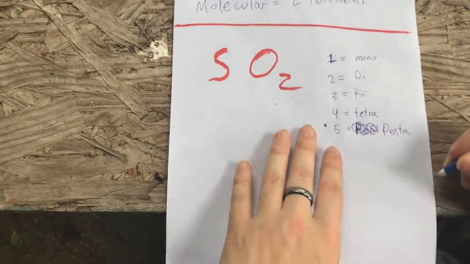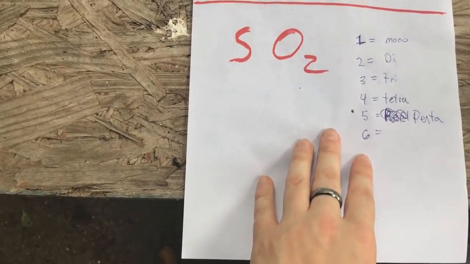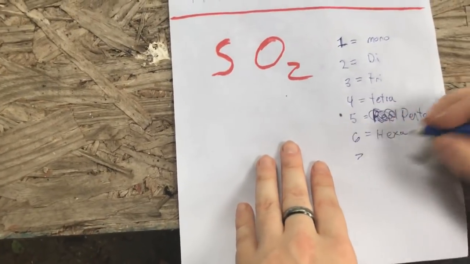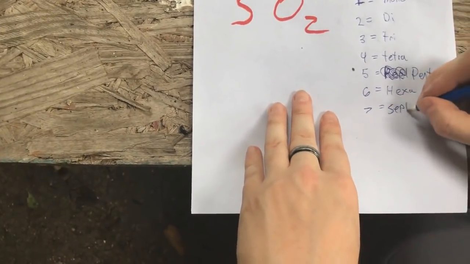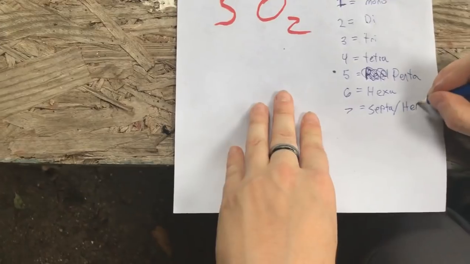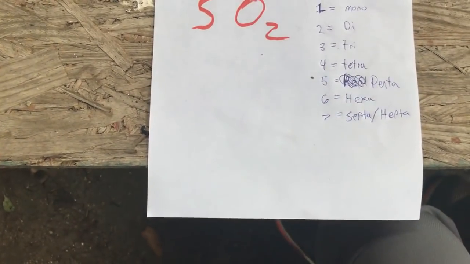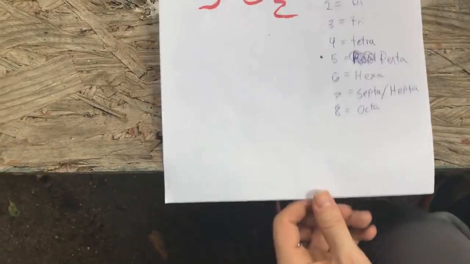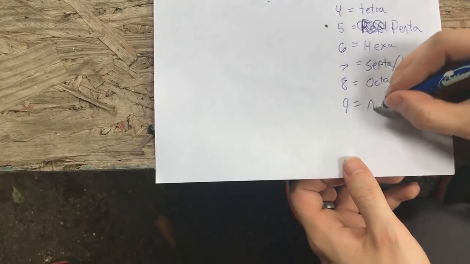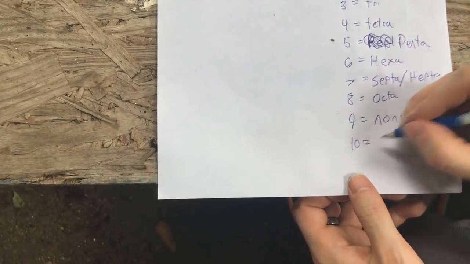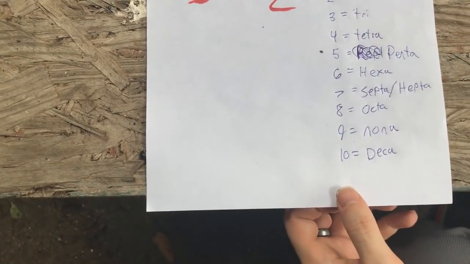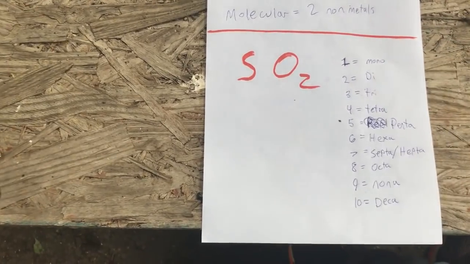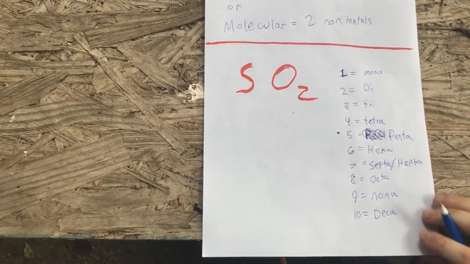6 is hexa. 7 is either septa or hepta. You'll see it referred to both ways. 8 is octa. 9 is nona. And lastly, 10 is deca. So just be aware of all those. Whenever you have to do a molecular name, you could be asked to put anything from 1 to 10, so just make sure you know them.